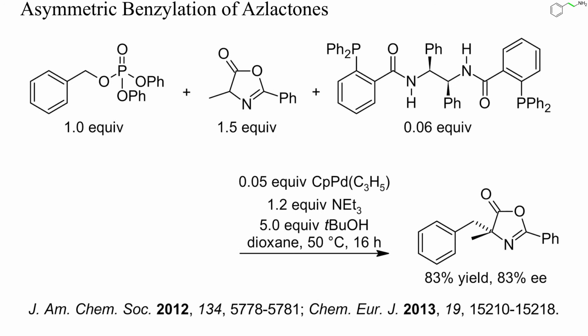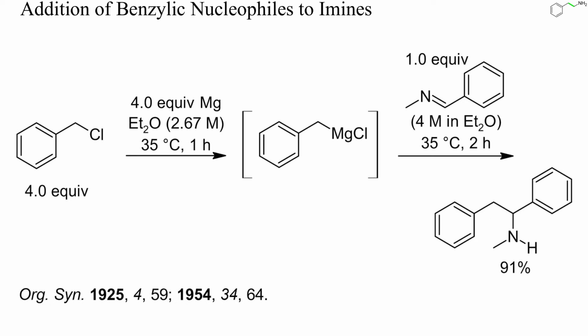Racemic azlactones can be benzylated enantioselectively. A benzyl phosphate was the electrophile here, and the alkylation proceeded under mild conditions, with just a slight excess of triethylamine as base. Benzylic nucleophiles can be transformed into phenethylamines by addition to imines. Here, for instance, benzyl magnesium chloride cleanly reacted with a benzaldehyde-derived imine.